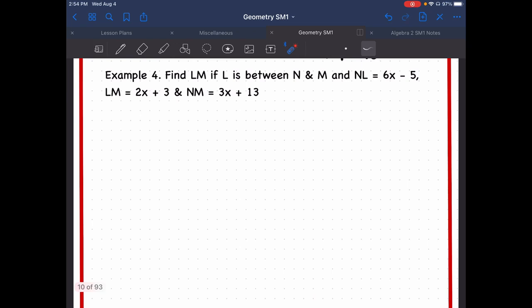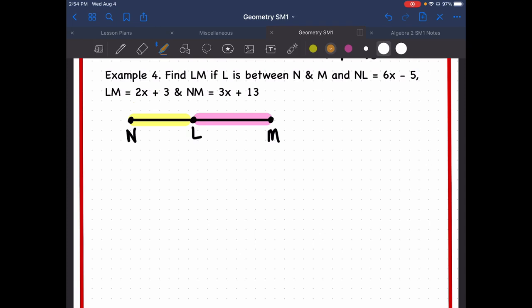If LN is, find LM if L is between N and M. Let's draw our picture. That means there's 3 points on this. L is between N and M. There we go. I can already know I'm probably going to do this plus this equals this.